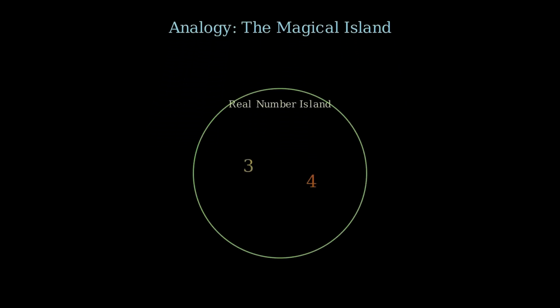Imagine a magical island called the Real Number Island. No matter who you add or multiply inside this island, the result can never escape. It is trapped, meaning the final answer is always forced to stay on the same island.